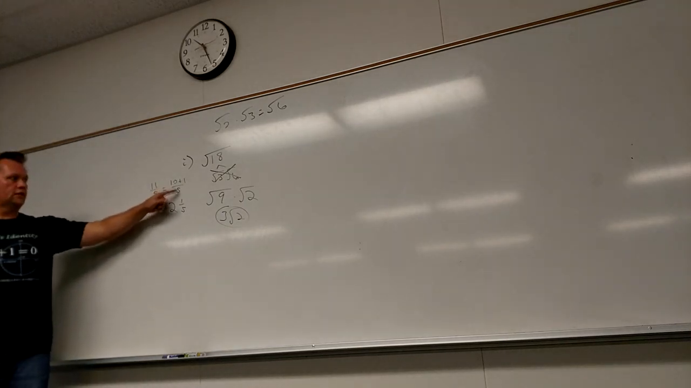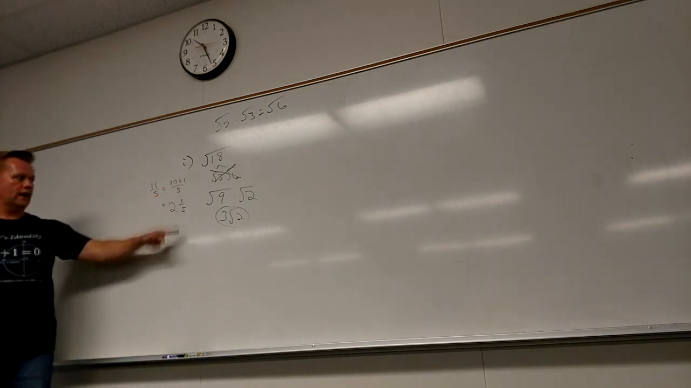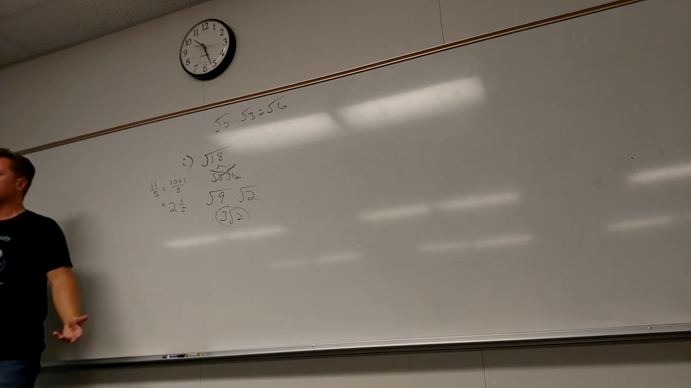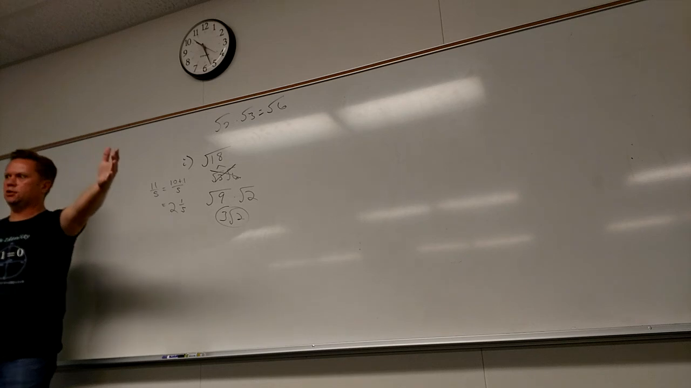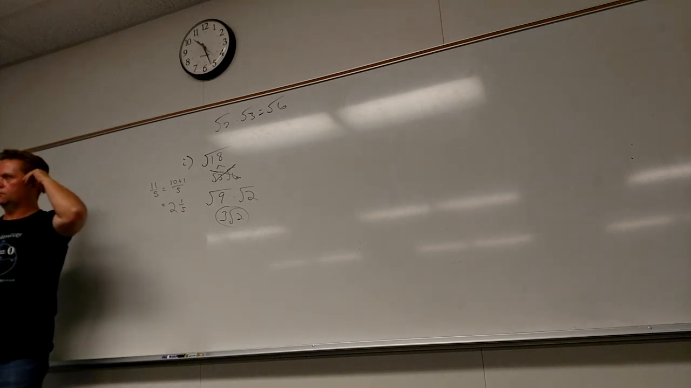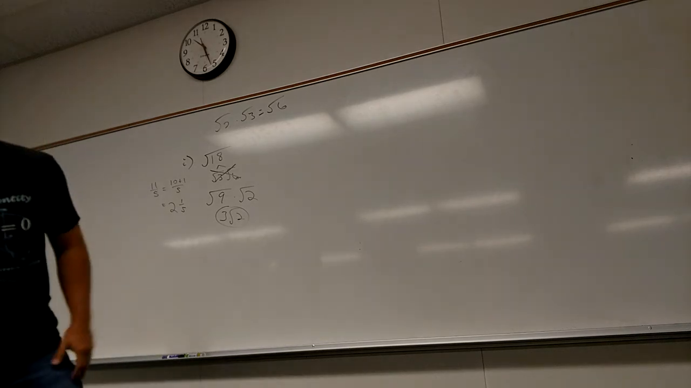Right? What's 10 divided by 5? 2. What's 1 divided by 5? I don't know. Let me just write 1 over 5. You see how it's the same idea? Do the part you can, leave the extra part you can't. What section is this? 10.3. Yeah.